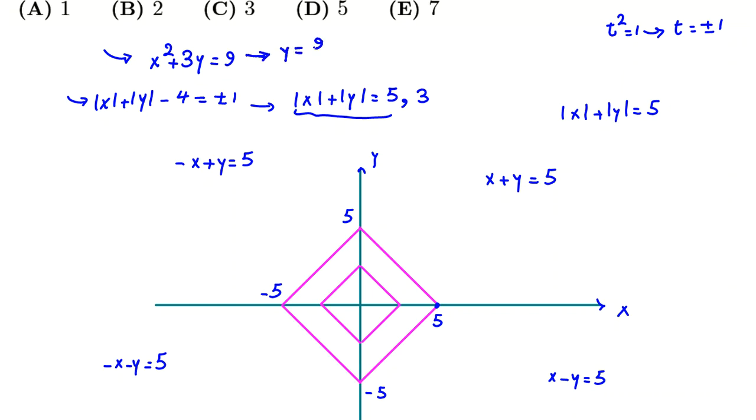Y equals 9 minus x squared over 3. Or we can say 3 minus x squared over 3. It is a parabola and we can say a quadratic equation. Here, does it open up or open down? It opens down because negative 1 over 3, the coefficient of x squared, is less than 0. Okay.